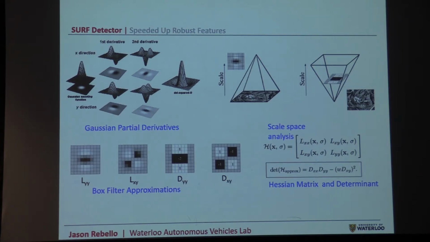So if you see over here, this is our Gaussian filter, and this is our second derivative in the x and y directions, right? But the problem with having these filters is that it requires you to discretize it, and there are a lot of operations involved in this. But what they found is that you can actually approximate these filters by using simple box filters over here. And these box filters are where the integral image really plays an important role.